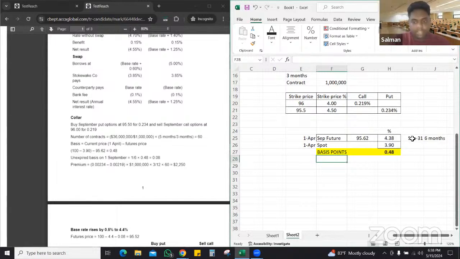So basis points per month is how much? 0.48 is for 6 months. So during 6 months, the gap will automatically reduce by 0.08% per month. However, when are we taking the loan? Loan is taken on September 1st. As at September 31st, as at 1st of April, your basis point is how much? 0.48 today.